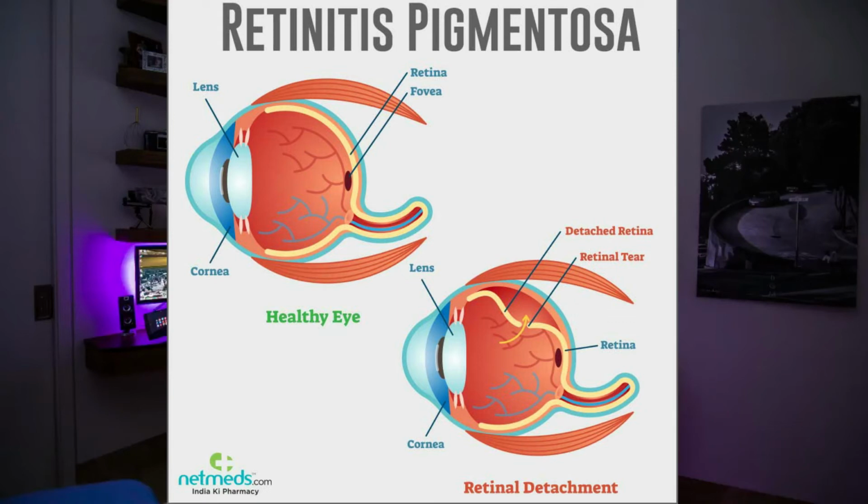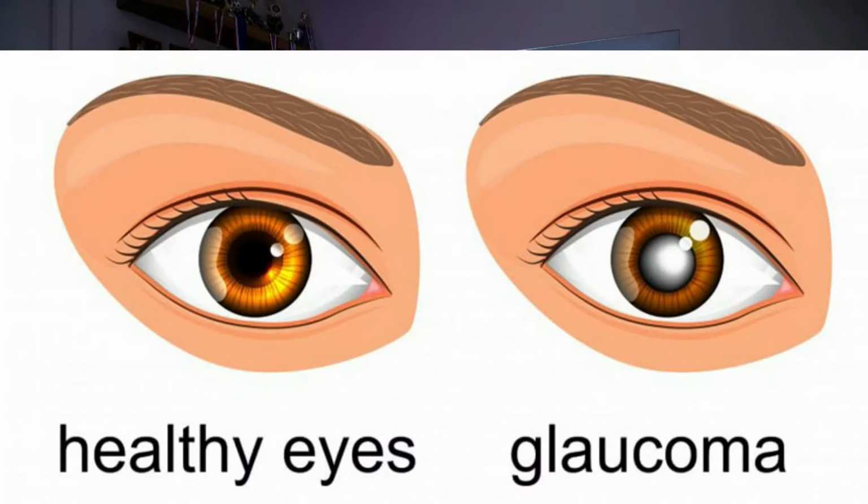The field of vision becomes narrow and eventually results in blindness. So next is glaucoma. It is a condition where there is excessive pressure in the eye.